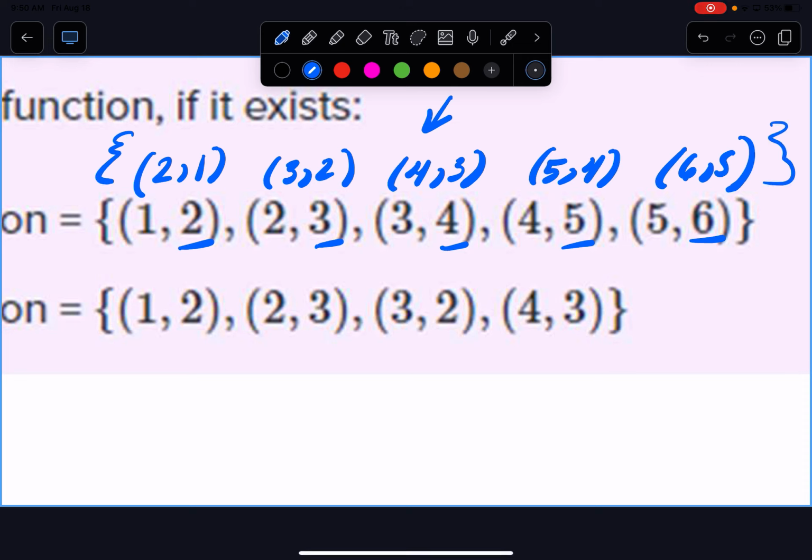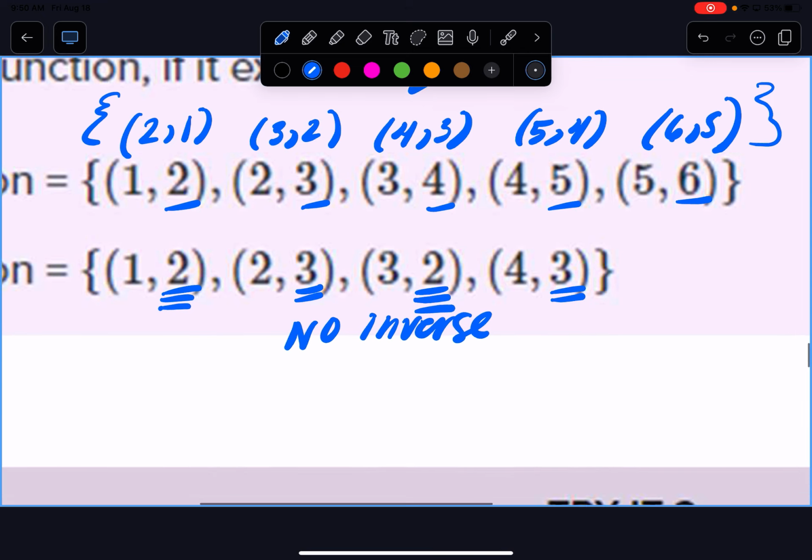How about the next one? 3 is listed twice. 2 is listed twice. So you would say no inverse. Okay, good stuff.